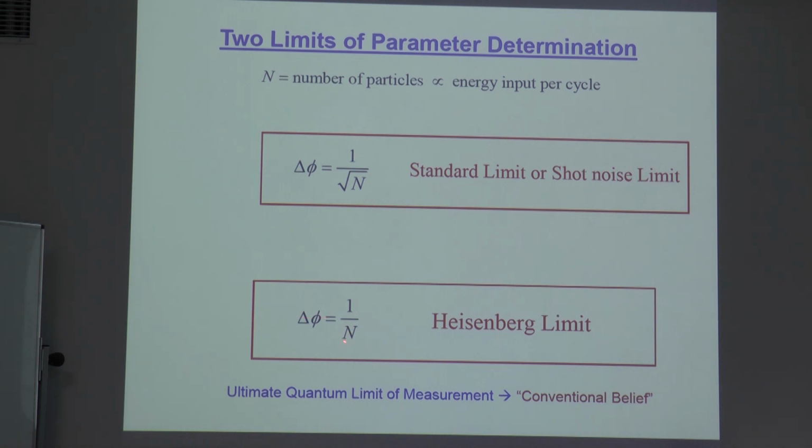So the accuracy in phase would be much better. Let's say if n was 10 to the 6th, this would be 3 orders of magnitude improved. And what I'll show you is that there is no Heisenberg limit, at least in a certain sense.